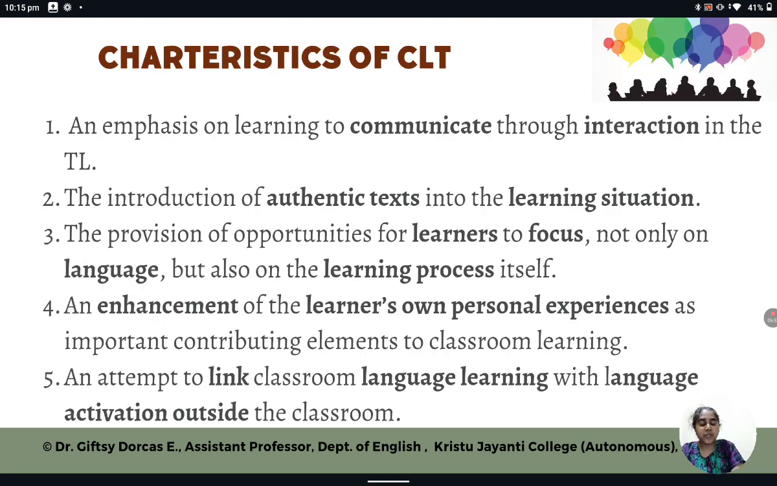So these were some of the theories of learning, and the characteristics of CLT based on the theory of learning are an emphasis on learning to communicate through interaction, and this interaction is done only in the target language.